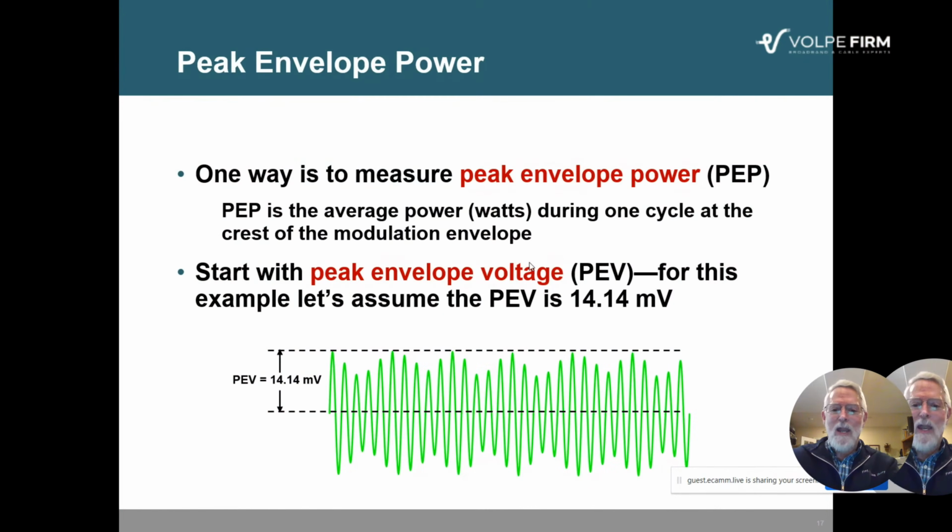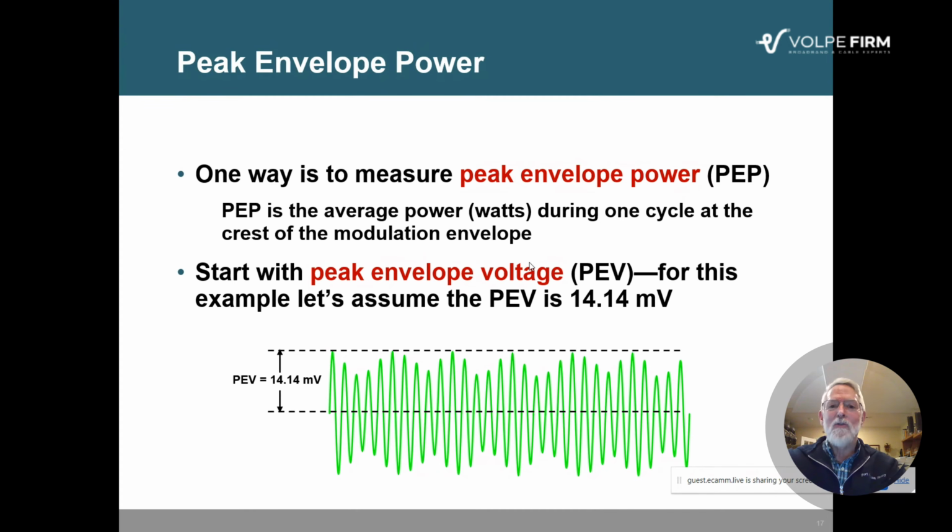Anyway, so let's figure out a way to measure this varying amplitude sinusoidal waveform, and we're going to start with peak envelope voltage, or PEV. So this is for this example. You'll see the same relationship. Remember the peak and peak to peak parameters of a sinusoidal waveform. Well, here we're going to talk about peak envelope voltage. So it goes from the center to the highest part of it. So let's assume that it happens to measure 14.14 millivolt. So 14.14 millivolt.